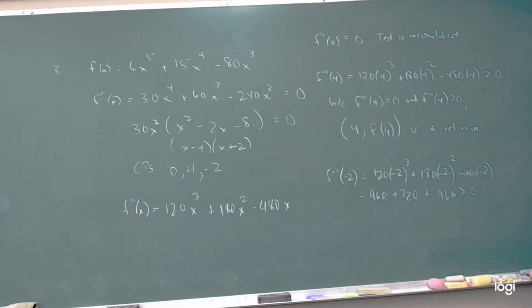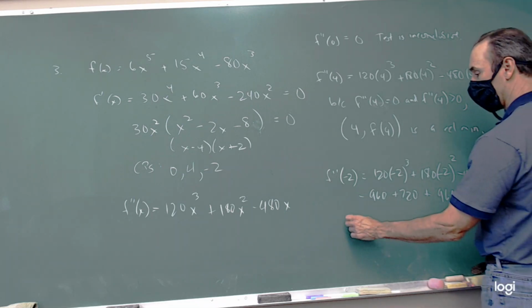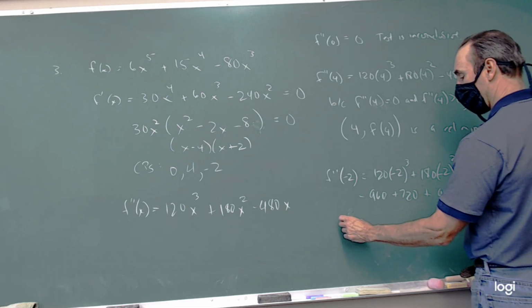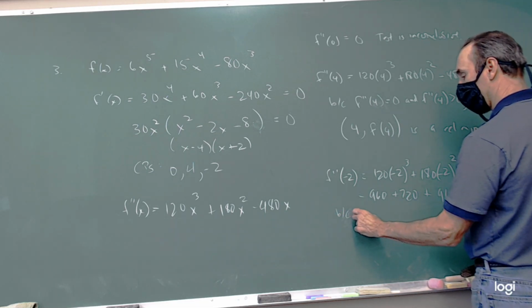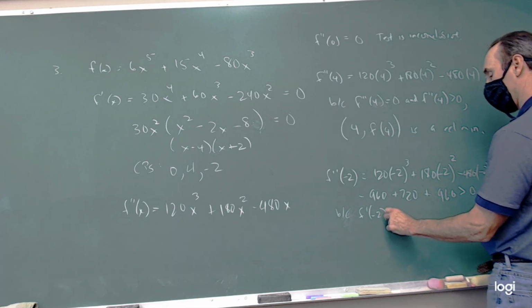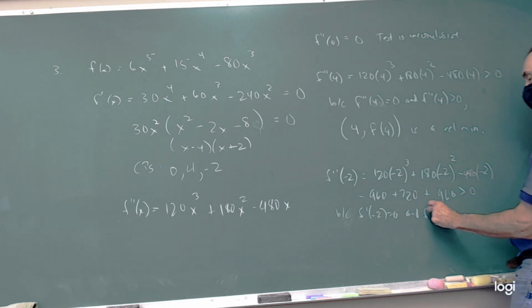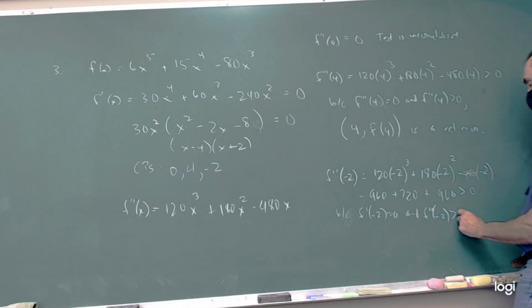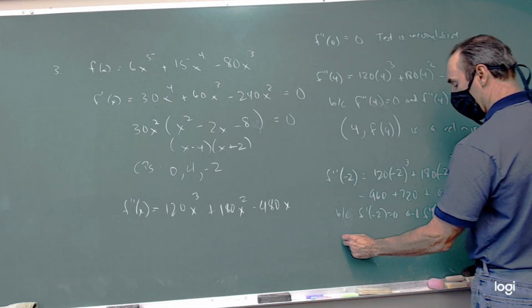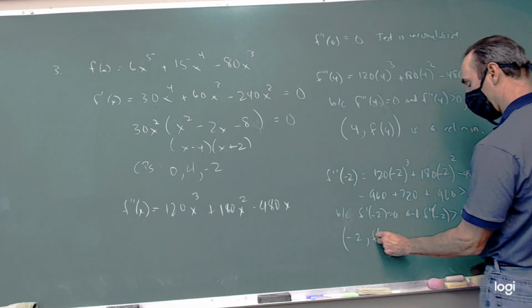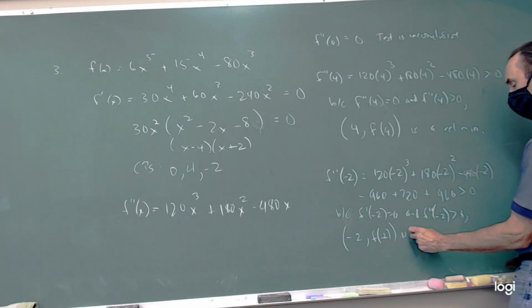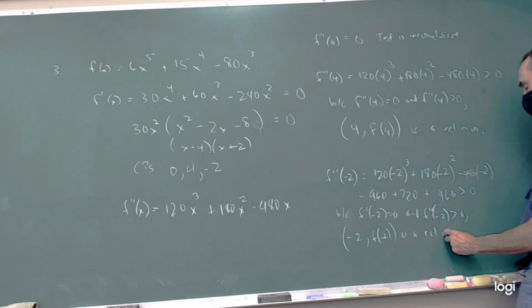So this one, yeah, I think that's still going to be. Which one is negative? I don't know, that was kind of disappointing. If it was negative, then we'd get a relative maximum. So here we would say, because f prime of negative 2 is 0, and f double prime of negative 2 is positive, negative 2 comma whatever f of negative 2 is also a relative min.